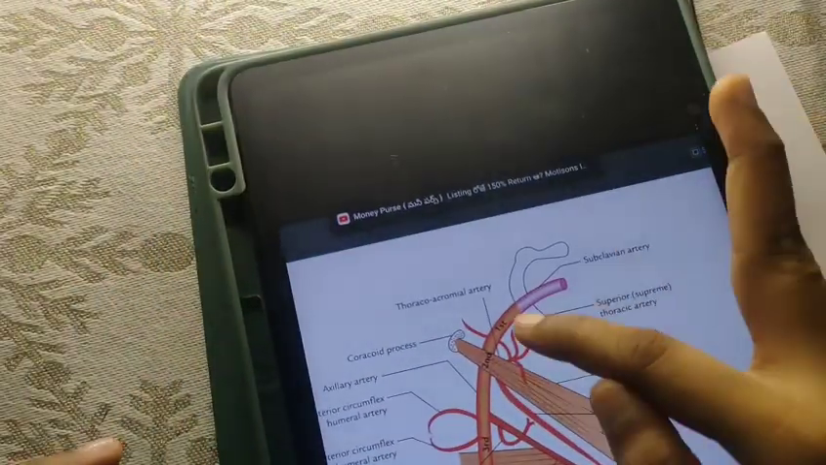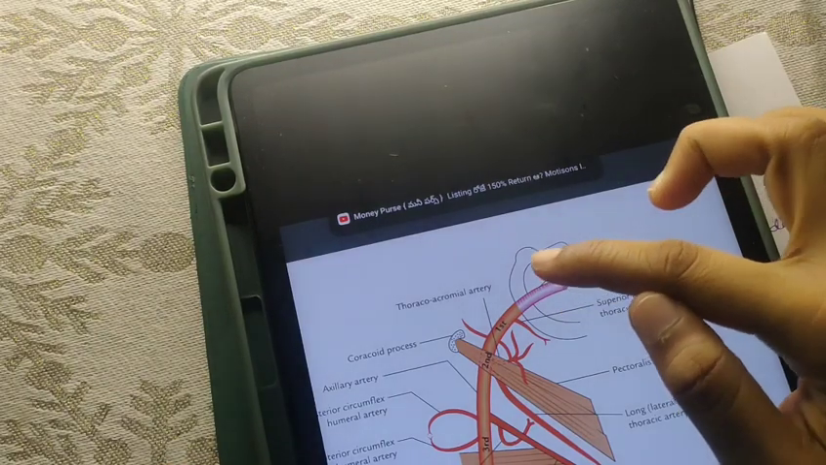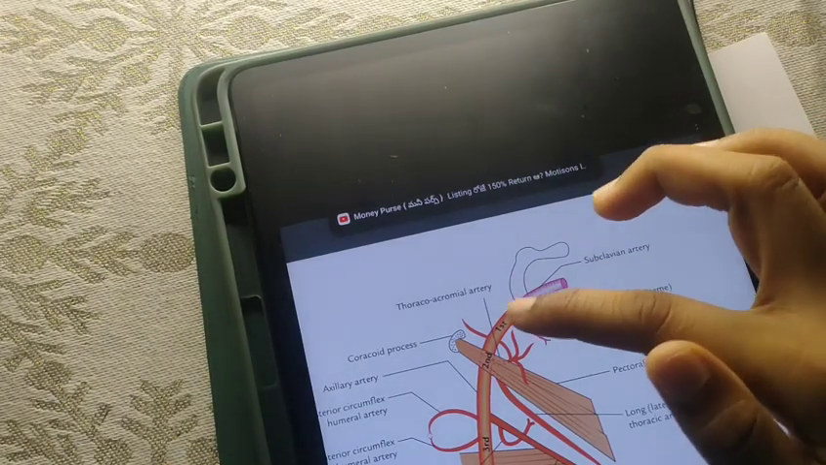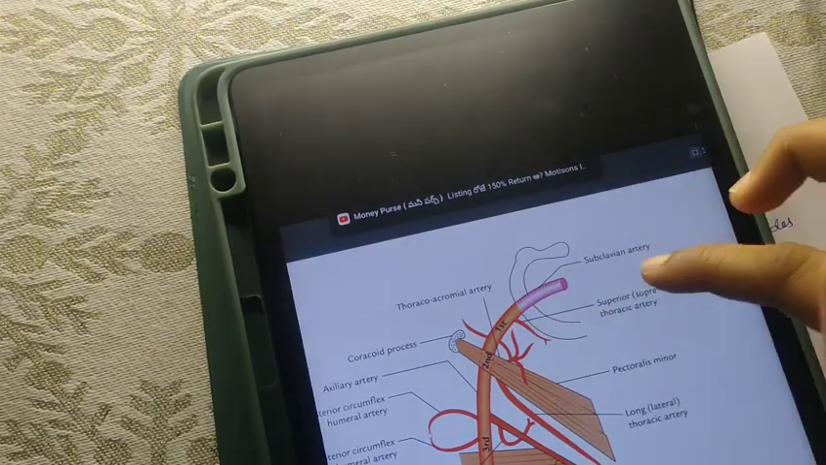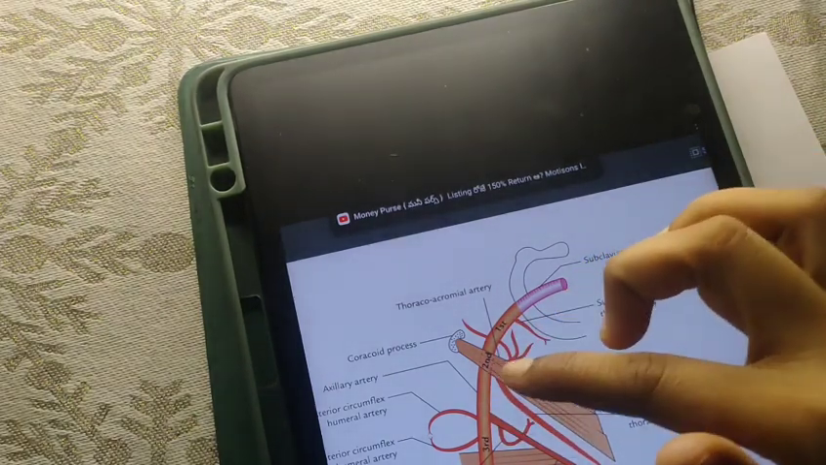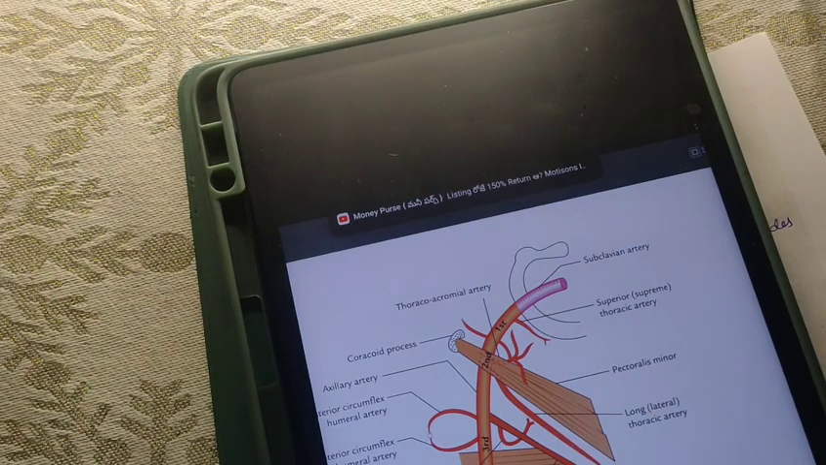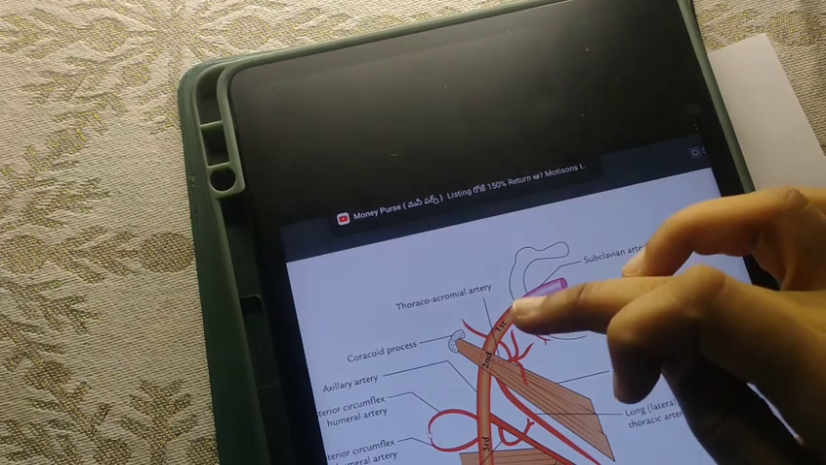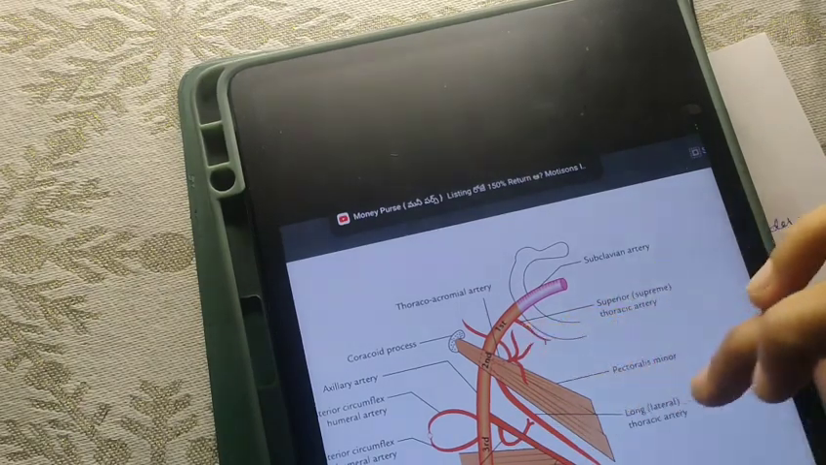See, this is the axillary artery. After crossing the lower border of the first rib, we call the subclavian artery as axillary artery. The continuation of the subclavian artery is the axillary artery. After crossing the lower border of teres major muscle, it continues as brachial artery. So this part is the axillary artery.